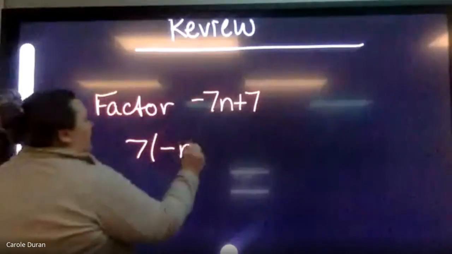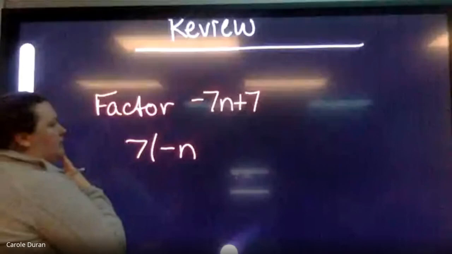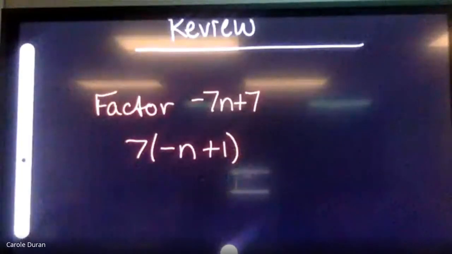-1, so I replace that with -1n. And then what's 7 divided by 7? 1. So this factors into 7 times the quantity -n plus 1.